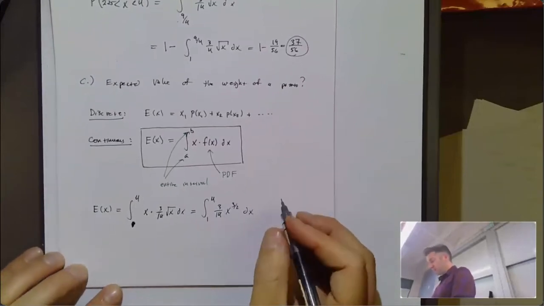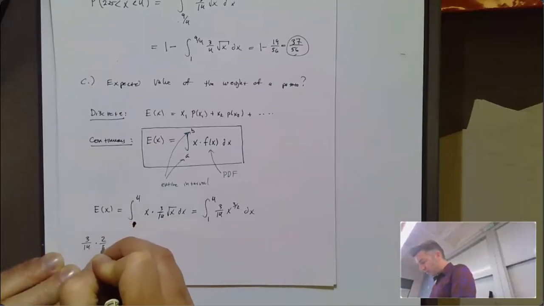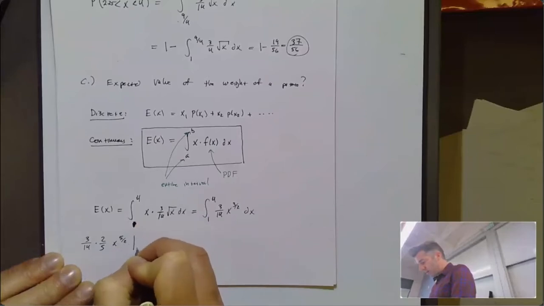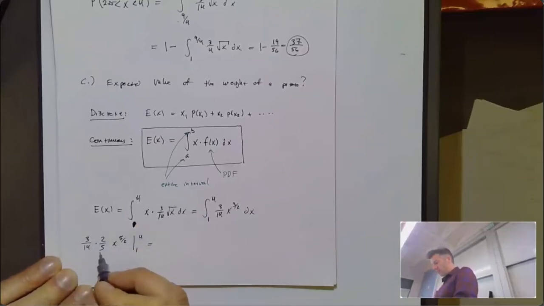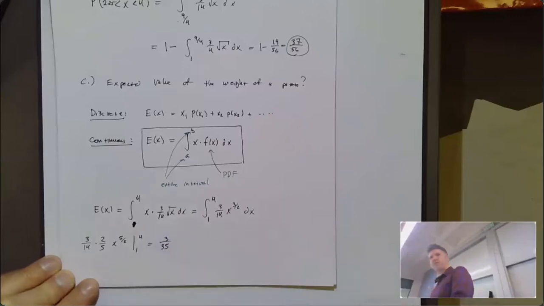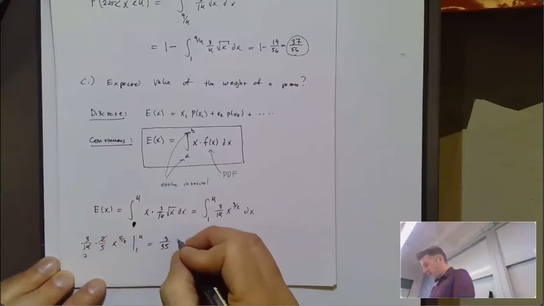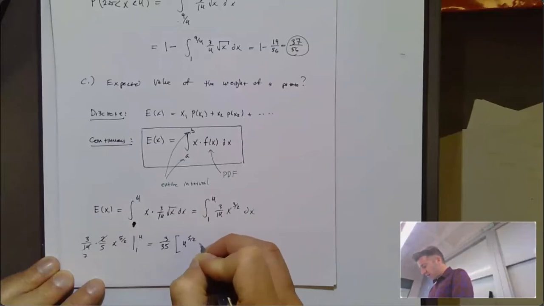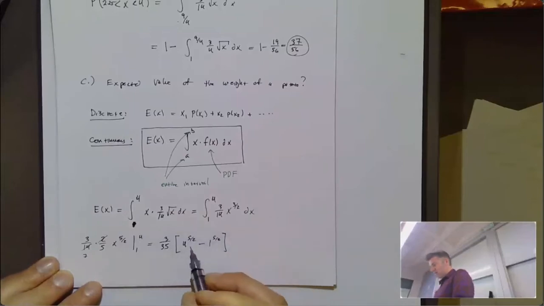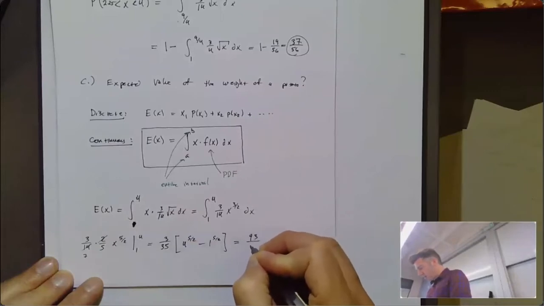So the integral of x to the 3/2 is x to the 5/2 times 2/5. So we're going to get 3/14 times 2/5 times x to the 5/2 from 1 to 4. 3/14 times 2/5, the 2 cancels, you get 3 over 35. I think, right? That looks right. Cancel 2 here, 2 here. Yeah. And then we're going to plug in 4 and 1. So we're going to get 4 to the 5/2 minus 1 to the 5/2. 4 to the 5/2 is 32, minus 1 is 31. So you get 3 times 31, 93 over 35.